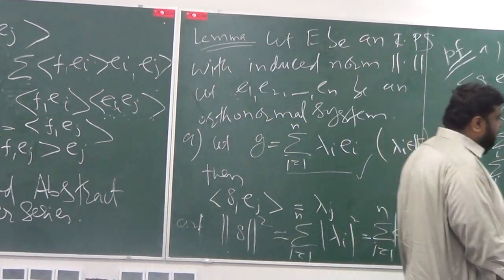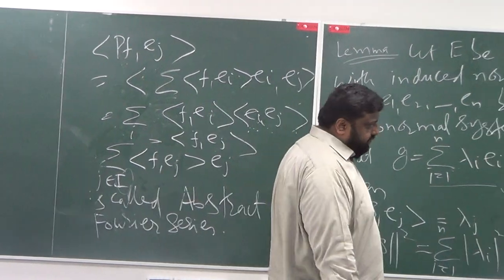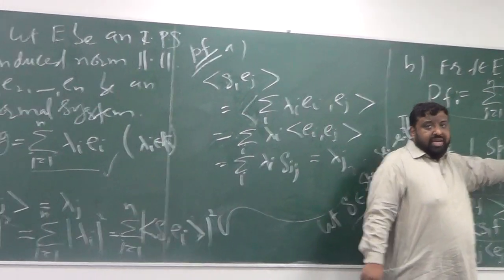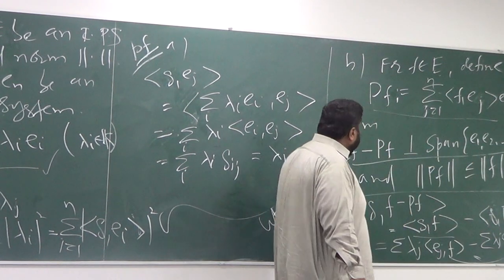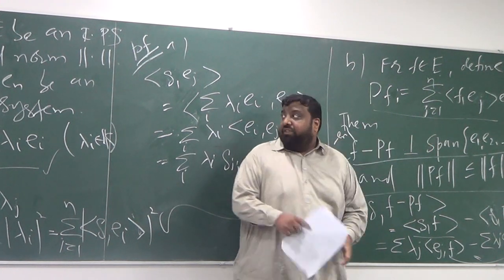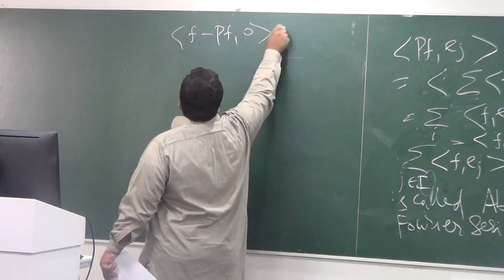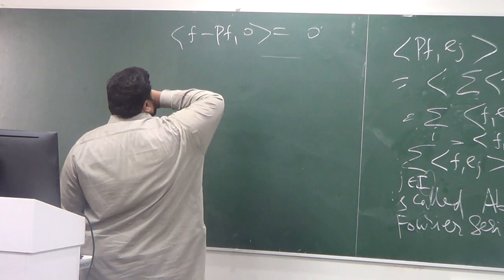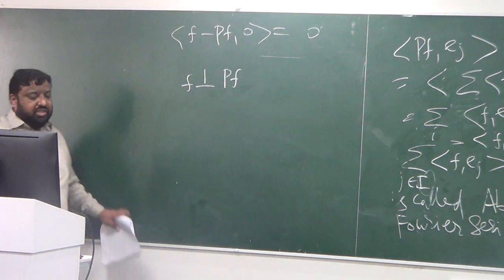What would be the span of this? The span is a subspace. This means that F minus Pf is going to be orthogonal to zero as well. So if F minus Pf is orthogonal to zero, what does it follow? Zero is going to give you zero, but it is going to tell you also something. What I want to claim is that F is perpendicular to this. How can I deduce it?